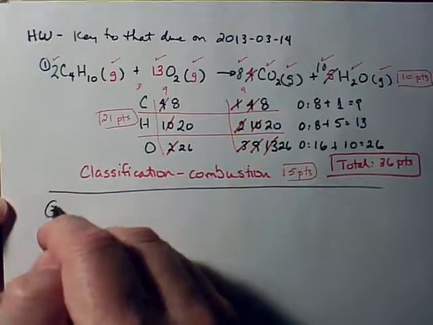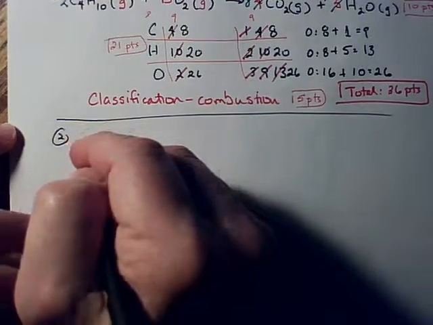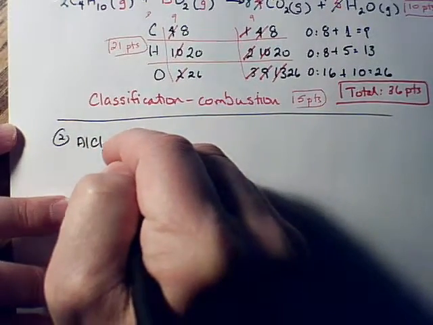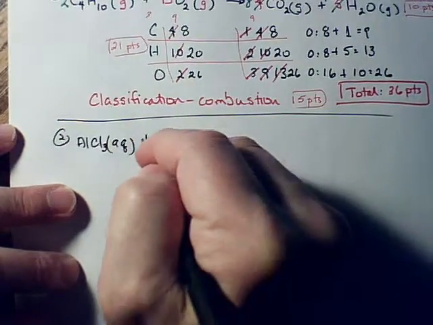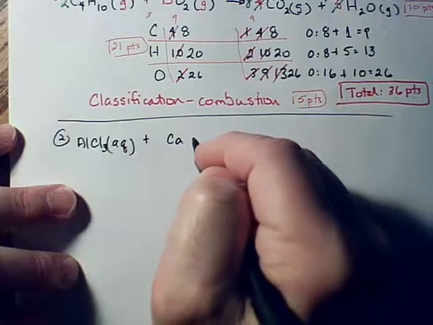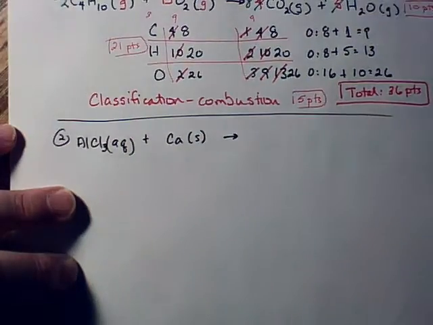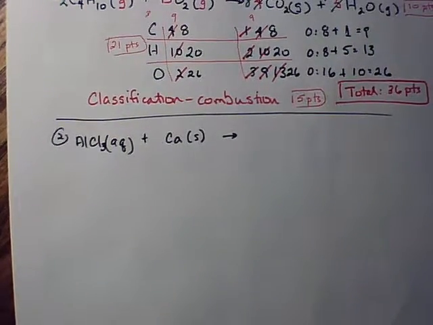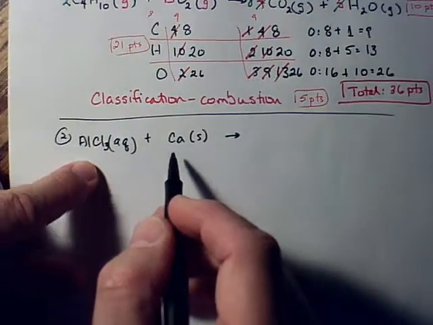All right, number 2. Number 2 is aluminum chloride, which I told you in the problem was aqueous, and that's plus calcium, and that's a solid. I really shouldn't have to tell you that it's a solid, because you can look that up on the periodic table and see that it's a metal, and except for mercury, all the metals we deal with in here, we said are going to be solids if they're by themselves.